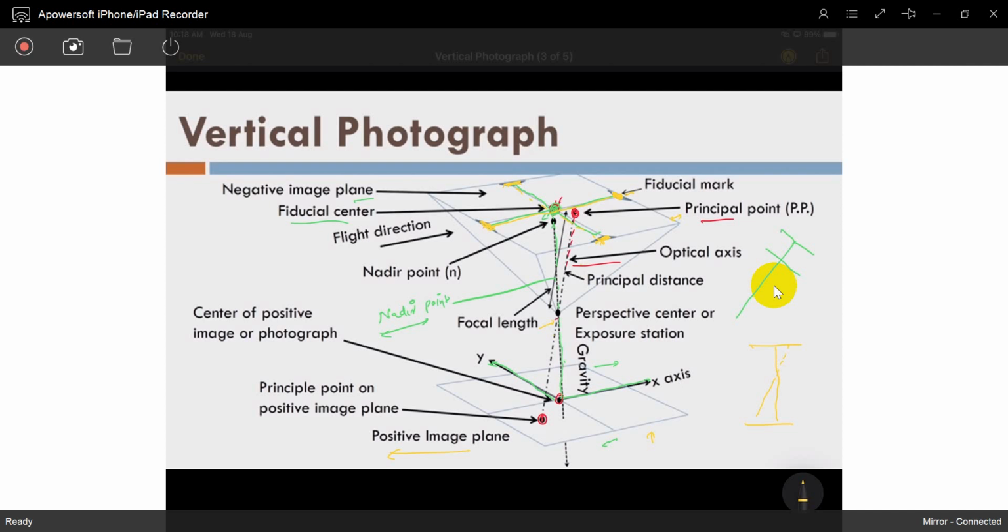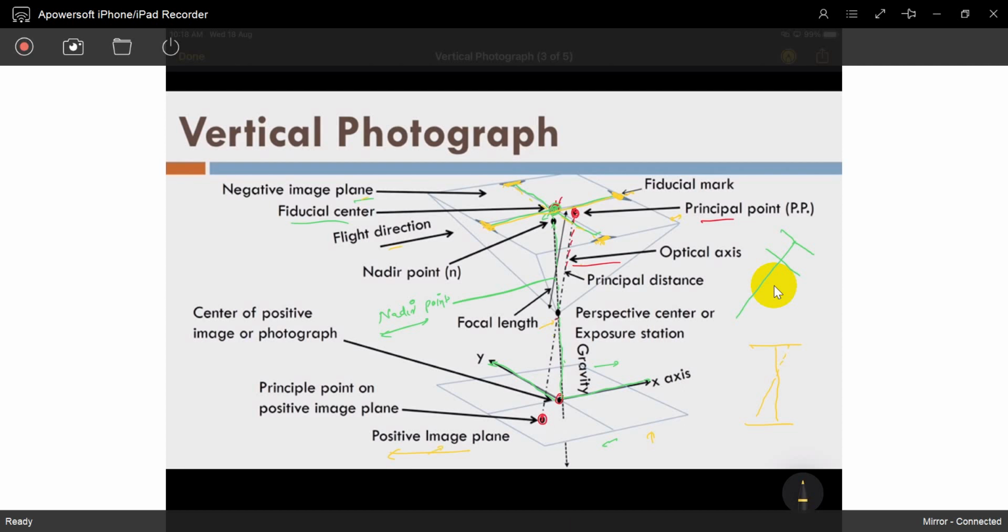So why are fiducial marks required? Fiducial marks are required for assembling the photos. We will take so many photos, and we have to assemble them. If the fiducial marks are there, we can exactly tell which photograph is beside another photograph, exactly matching the photographs. That's why we require these fiducial marks. And also, this is the flight direction, with the negative image plane, positive image plane, x-axis and y-axis.